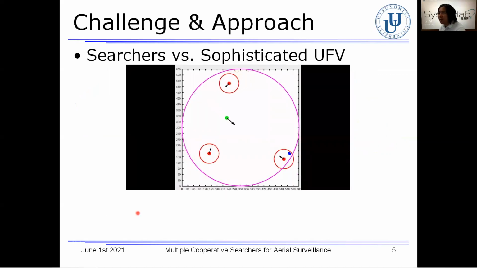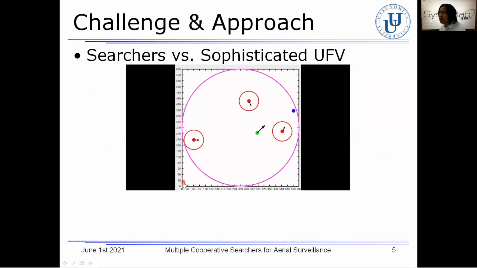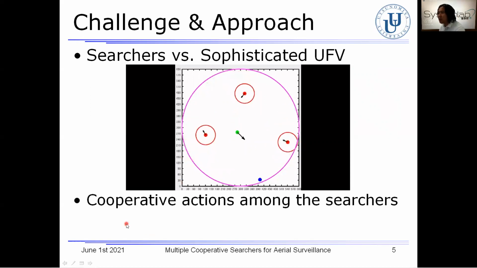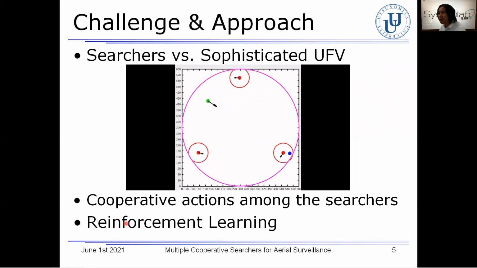Therefore, as can be seen in this movie, it might be difficult for the searchers to approach and detect such sophisticated and interactive UFVs as long as the searchers approach independently from each other. For this challenge, cooperative approaching actions among the multiple searchers play an important role. Therefore, we apply reinforcement learning to the searchers in consideration of the interaction between the searchers and UFV.